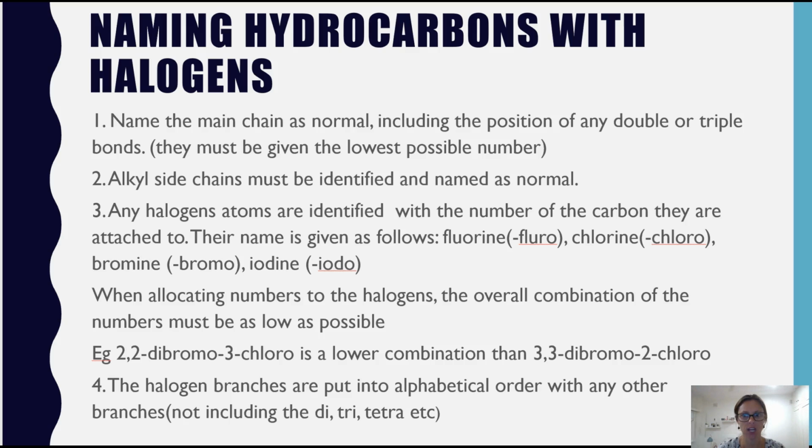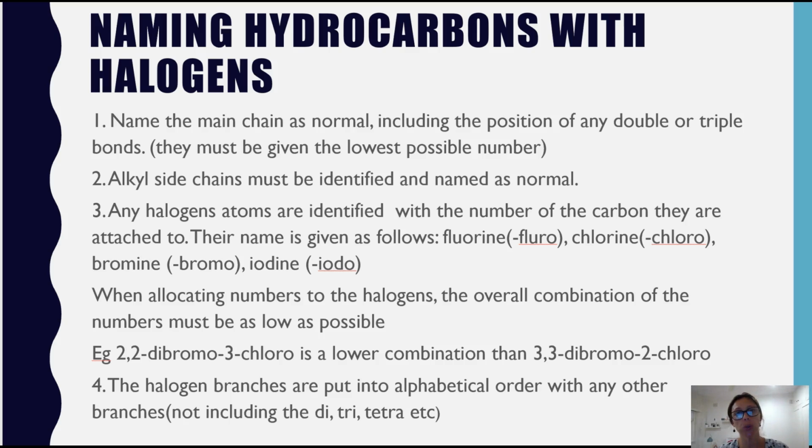So when we look at naming a hydrocarbon with a halogen attached, again, we keep going back to naming our main chain, including the position of any double or triple bond, and they're always the ones that are given the lowest number first. Once that's determined, that tells us the side that we count in from. The second thing we do is then name and put our position in of our alkyl side chains, as we've just done. And then after we've done that, we look at any halogens that have been added to that hydrocarbon. And we also need to include the number of the carbon that they're attached to.